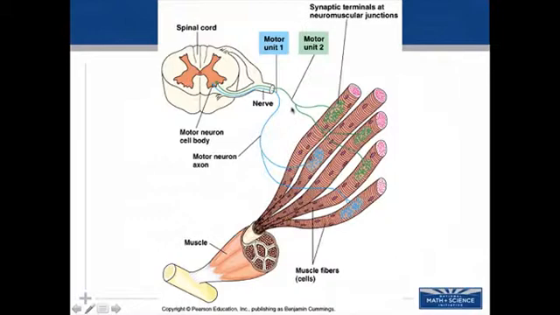Now, we don't have all of your muscles contracting at one time. Not even inside a single muscle will all of your myofibrils contract at once. In fact, if you'll notice here, this nerve that's indicated by the blue coloration touches some of the muscle fibers, while the green touches different ones.